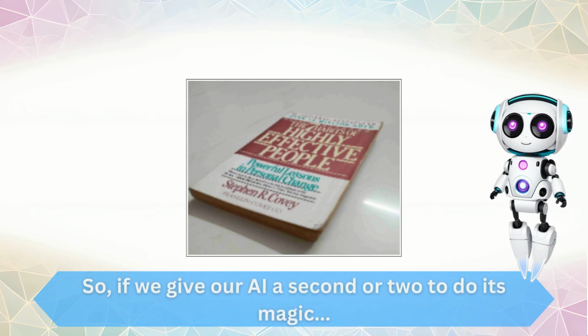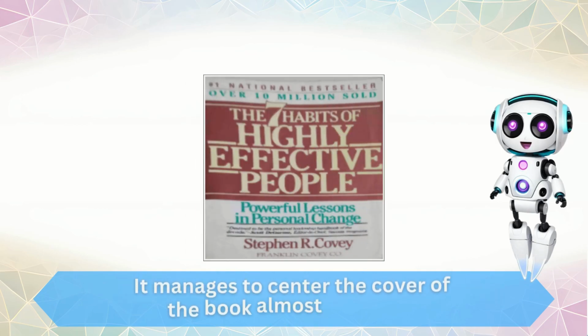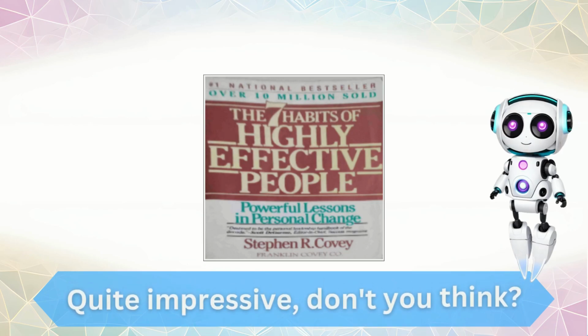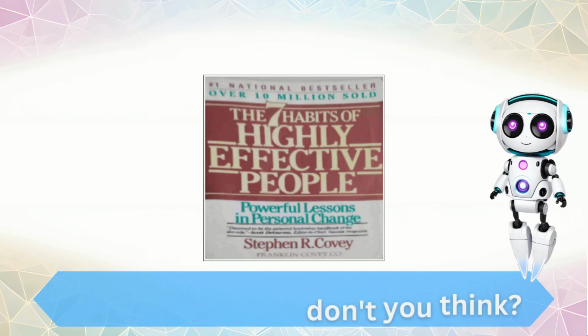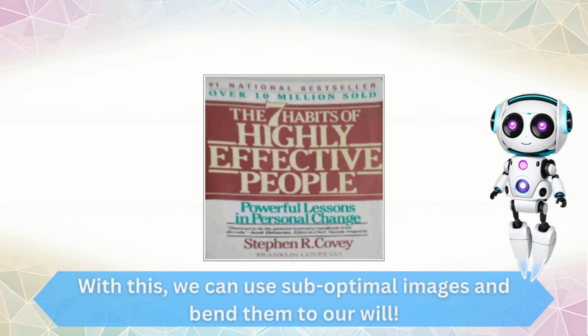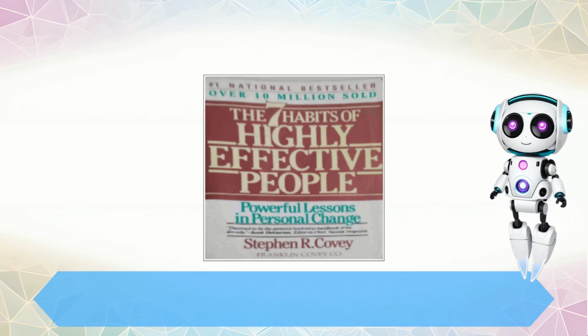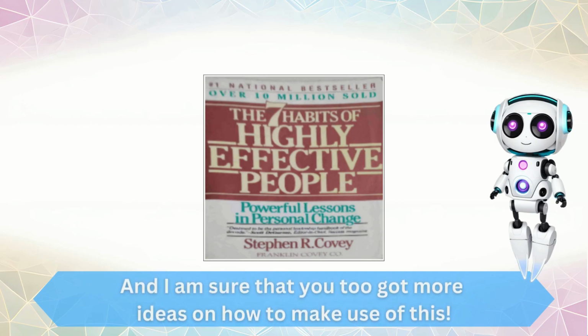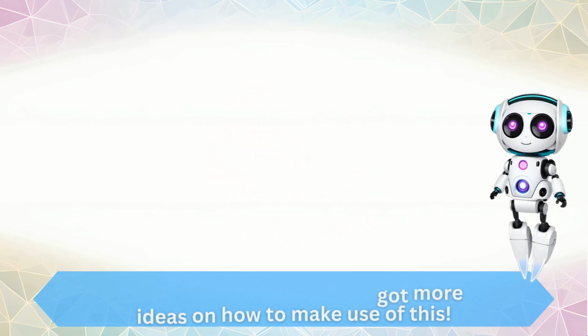So, if we give our AI a second or two to do its magic, it manages to center the cover of the book almost perfectly. Quite impressive, don't you think? With this, we can use suboptimal images and bend them to our whim. And I'm sure that you too got more ideas on how to make use of this.